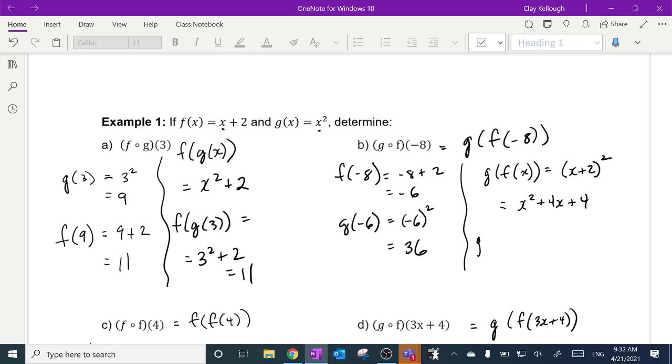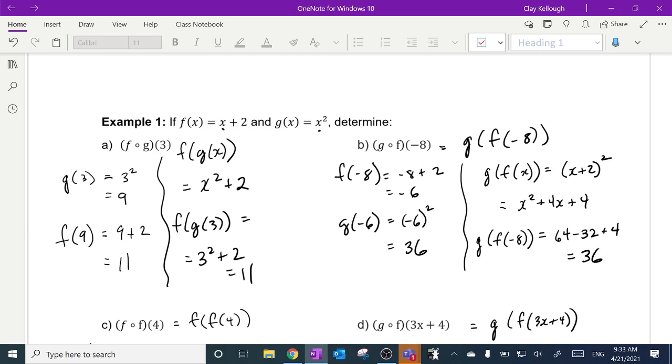And now let's find g of f of negative 8. Negative 8 squared is 64. 4 times 8 is 32, but it's a negative 8, so that's minus 32, plus 4. 64 minus 32 is 32, plus 4 is 36.